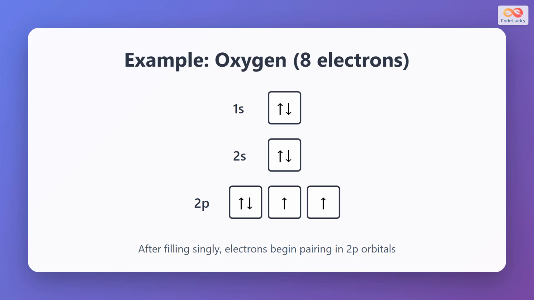Oxygen has 8 electrons, so let's see how the diagram changes. The 1s orbital fills with 2 electrons, and the 2s orbital fills with 2 electrons, just like carbon. That leaves 4 electrons for the 2p sublevel. The first 3 electrons spread out, one in each of the 3 p orbitals, all with spin up. The 4th electron must now pair up in one of the occupied p orbitals with spin down. Notice how electrons fill singly first, then pairing begins.